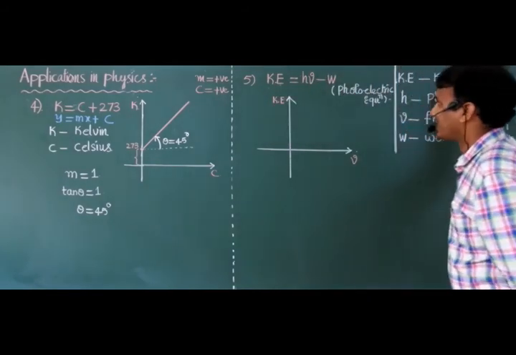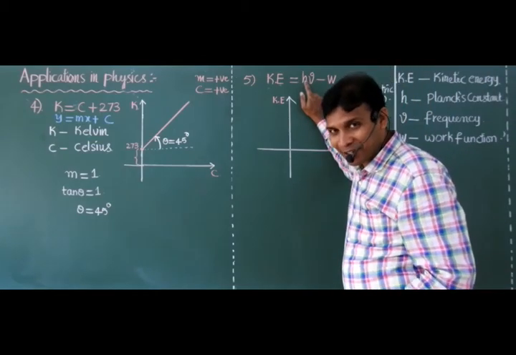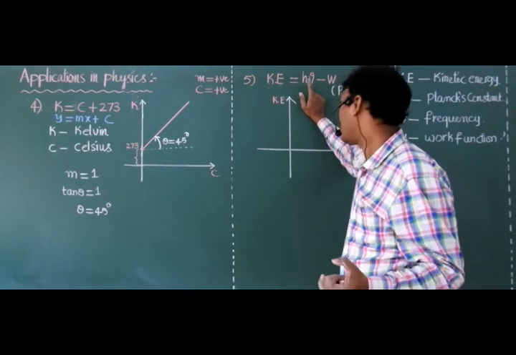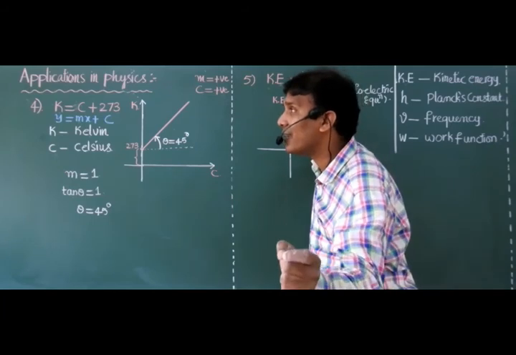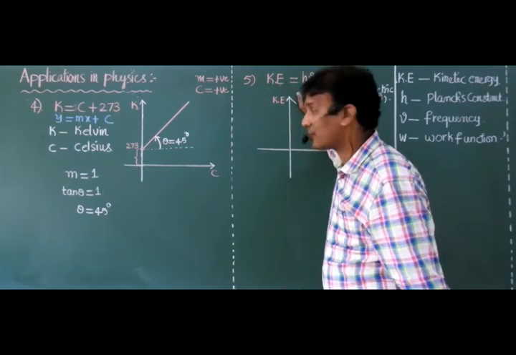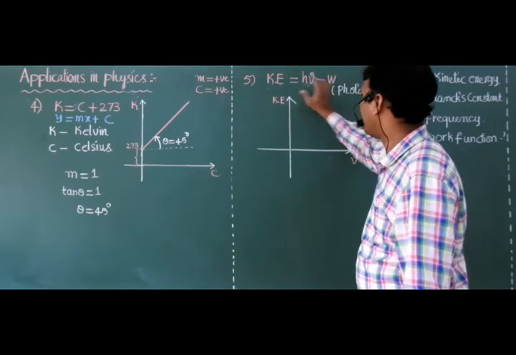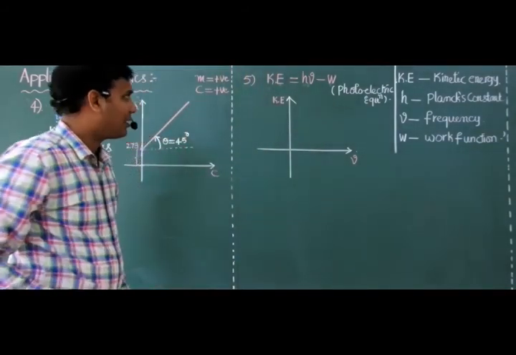KE, kinetic energy. H nu, quantum energy, Planck's equation. I think you already studied this in chemistry. H is Planck's constant. Nu is the frequency of radiation. W is the work function. You forgot about the work function. Yes. Now this is our actual physics relation.